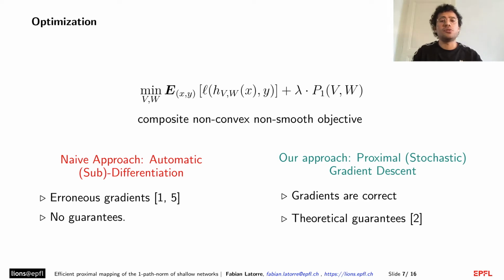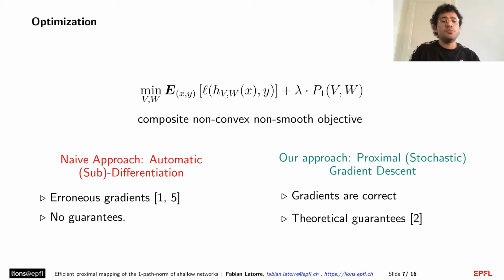But how do we optimize the objective? Let's take a look at it. This is a composite non-convex problem. The first part is a typical loss in the form of an expectation, which we assume is differentiable. It suffices to use differentiable activation functions in the network. The second part is the one-path norm, which is non-convex and non-smooth.